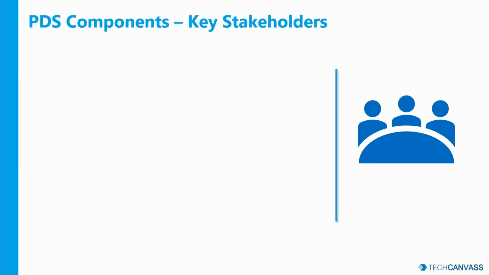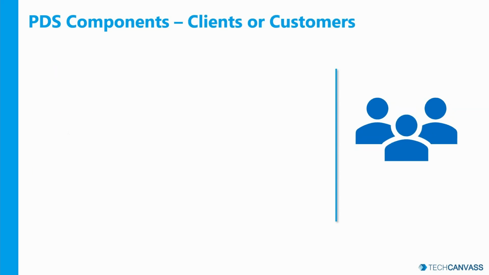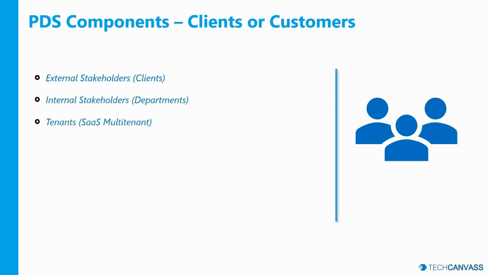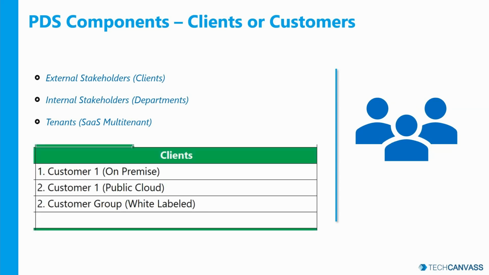The first section that you see in PDS are the key stakeholders. So who do we mention here? We mention the key stakeholders like the project sponsor, the project manager, the product manager, and we also mention the official start date. We also have a section for clients or customers where we mention external stakeholders, internal stakeholders, or any tenants if you are dealing with multi-tenant product. So in this example, we have mentioned on-premise customers, public cloud customers, or any white label customers to whom we would be reselling our product.